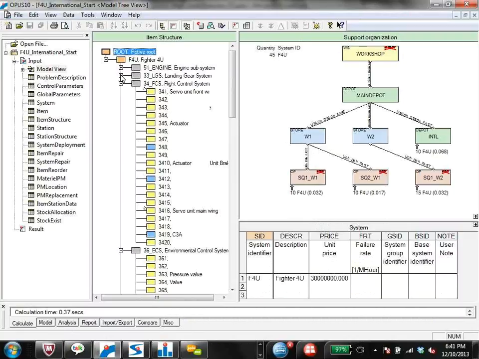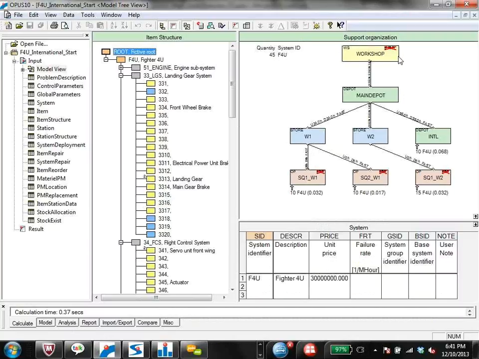Second, we have the support organization that we can see here where we have a workshop. This could be a contractor repair facility. We have an organic depot. We have an international site that has an eye-level capability. We have two CONUS support organizations supporting 3 flight squadrons. In total, we have 45 systems, and they have a unit price you can see here.